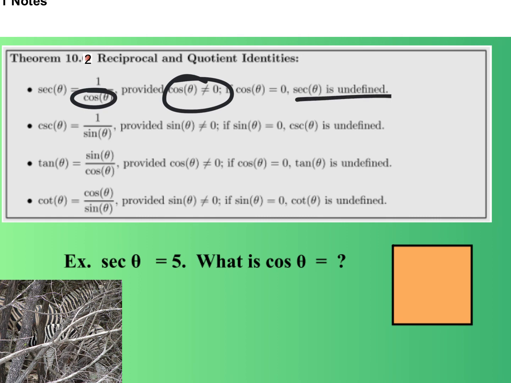All right. Tangent is sine over cosine. Remember that? If you're like, I don't remember that, it's y/x. And sine is y and cosine is x. Cotangent is just a flip of tangent, so that shouldn't be a surprise that those flip over then too.